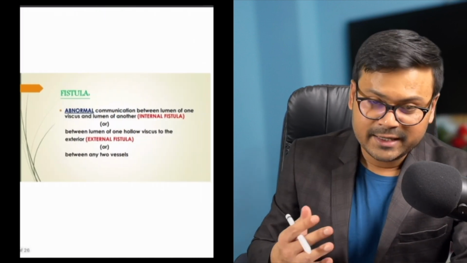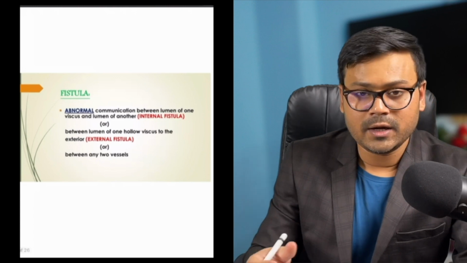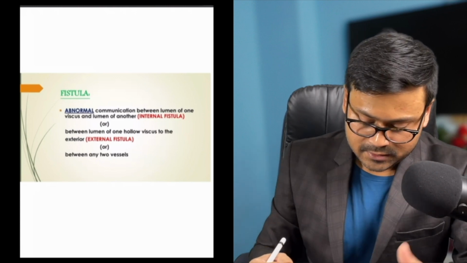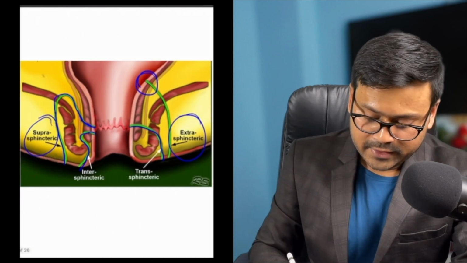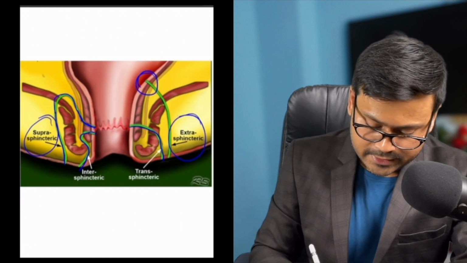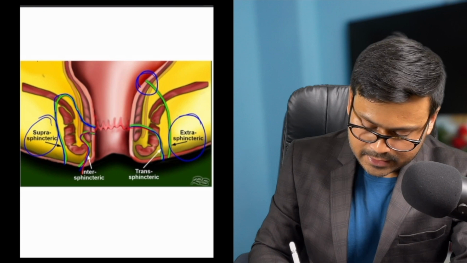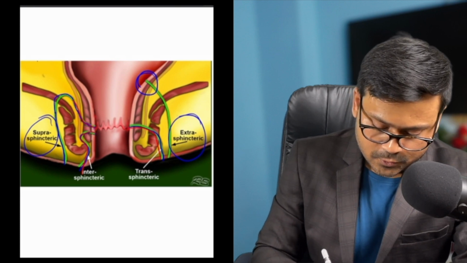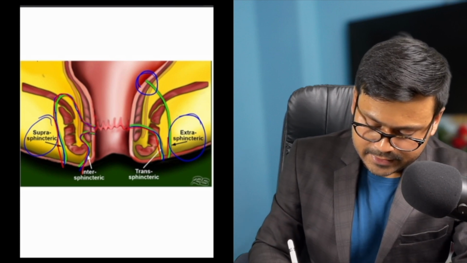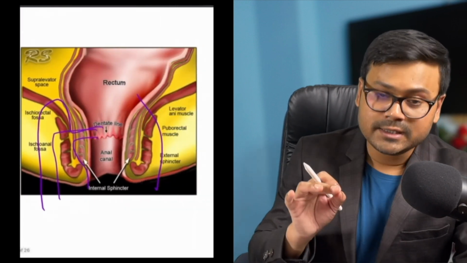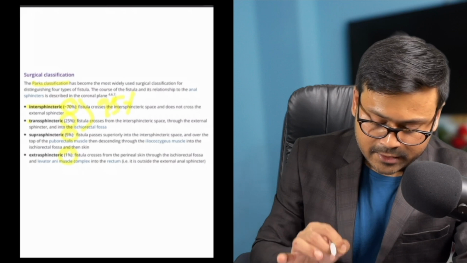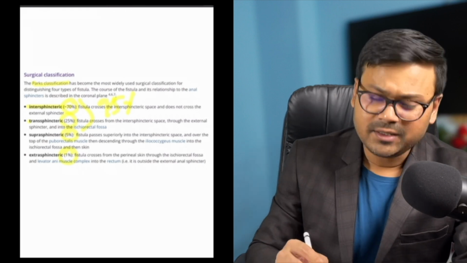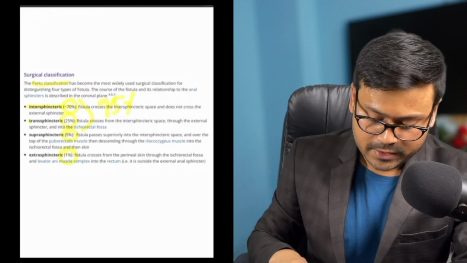Sinus is blind-ended, whereas fistula, both ends are communicating. Goodsall's rule, I told you before. Different types of the fistula: intersphincteric, transsphincteric, suprasphincteric, extrasphincteric. This is the surgical classification. Intersphincteric and transsphincteric comprise 95%, and most of the fistulas are in these two types only.